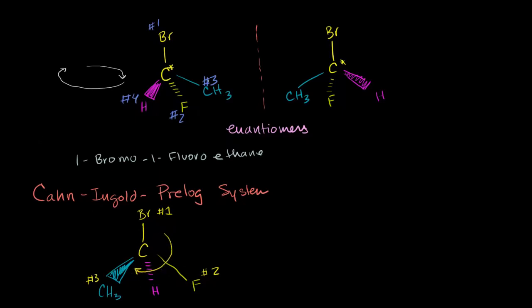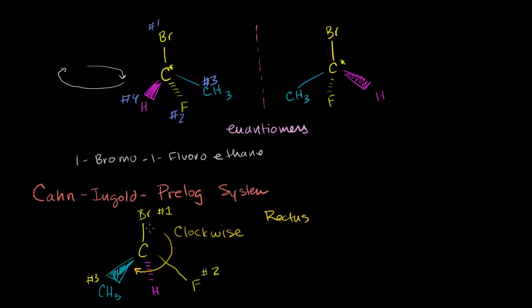We're just ignoring the hydrogen right now. That's sitting behind it. That was the first step, to orient it so the smallest atom is sitting in the back. And then for the 3 largest ones, you just say, what direction do we have to go from number 1 to number 2 to number 3? In this case, we had to go clockwise. And if we go clockwise, then we call this a right-handed molecule, or we use the Latin word for right, which is rectus.